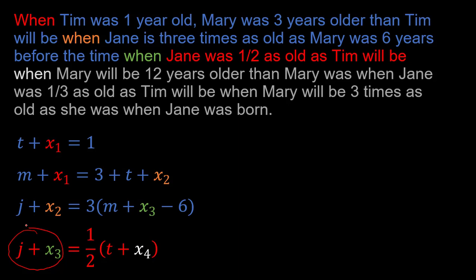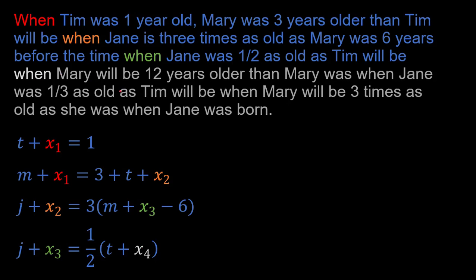And the right side is going to be when Jane was half as old as Tim will be when. So we've got this when in white here. So half as old corresponds to this half right here. And then Tim will be when is this t plus x sub 4. So again, introducing this new time variable, and we'll codify that in blue and go ahead and move on to our next section.